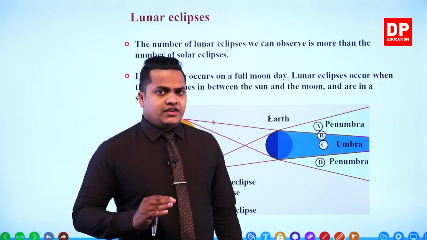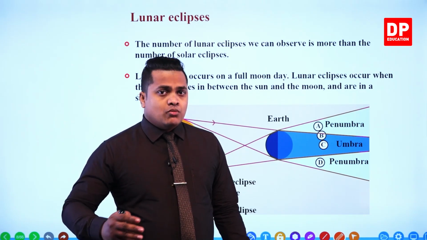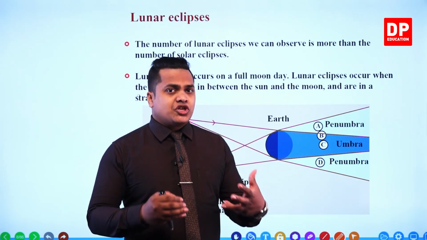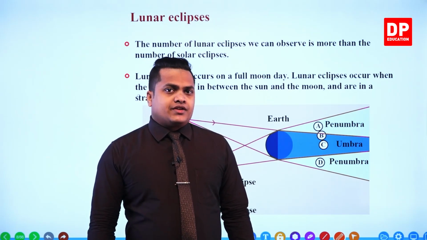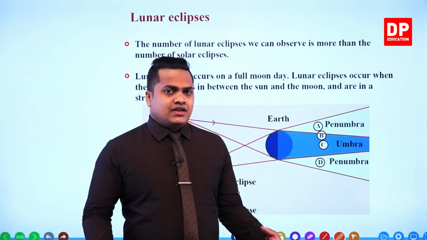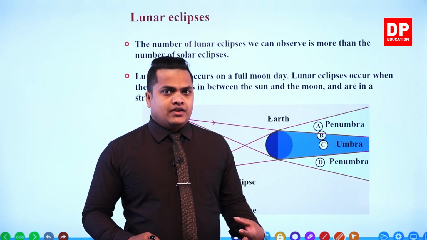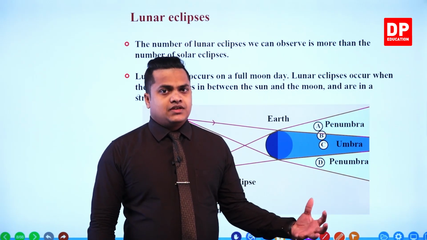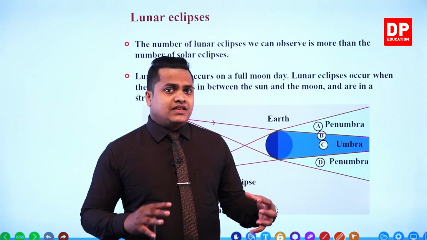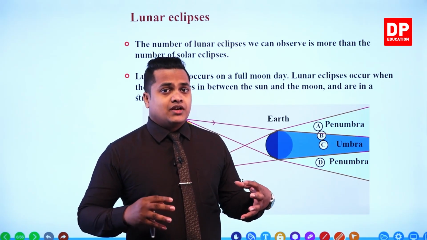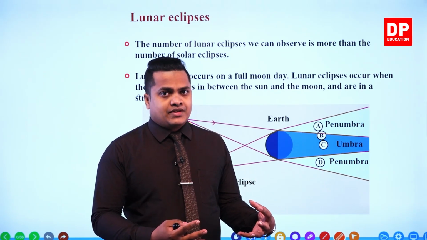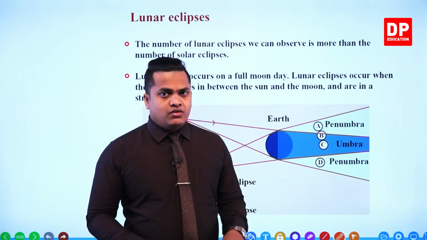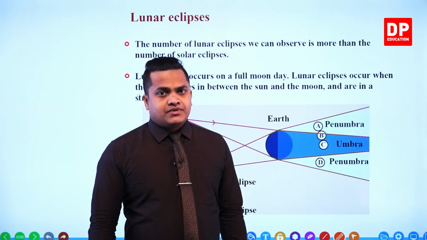So when the shadow of the earth falls on the moon, it should be visible to us. Otherwise, we won't be able to see that shadow, right? So my dear children, these lunar eclipses can be observed during a full moon day, because to observe a lunar eclipse, the moon should be there in the sky. If the moon is there, we know that it should be a full moon day. So on a full moon day, we can observe lunar eclipses.